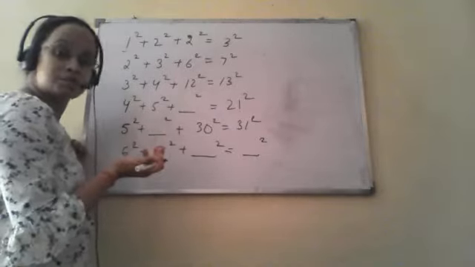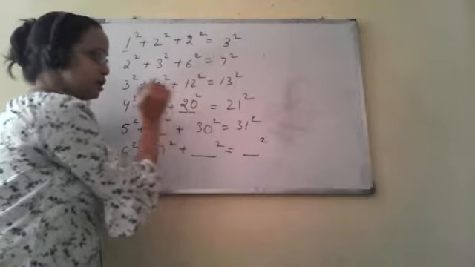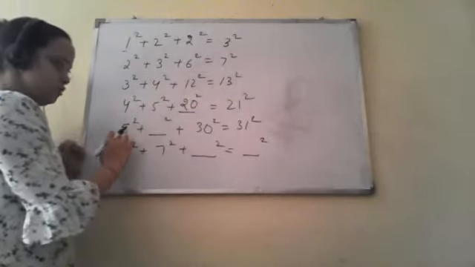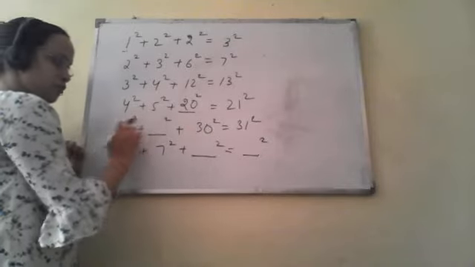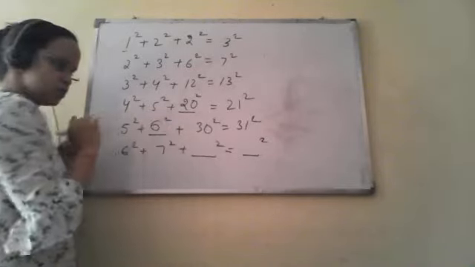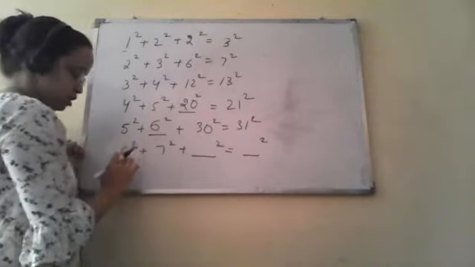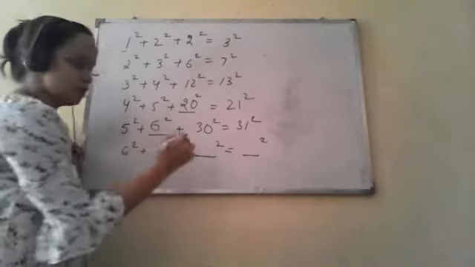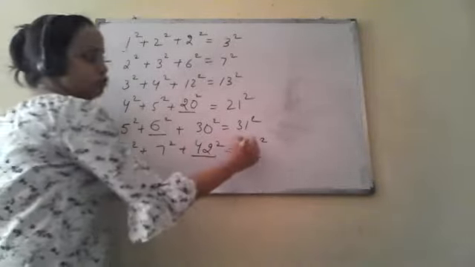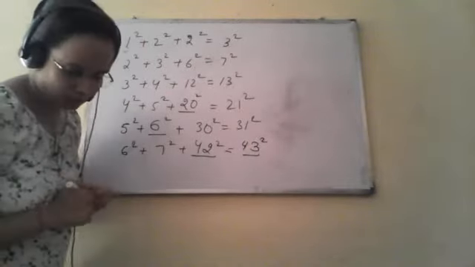So what will be the next pattern? 4 into 5, we will have 20 square, and next to 20 is 21. 5 into 6, that will be 30, so we will have 6 over there. 5 into 6, 30, and next to 30 is 31. 6 into 7, that is 42 square, and next to 42 is 43. So this was the pattern which was given.